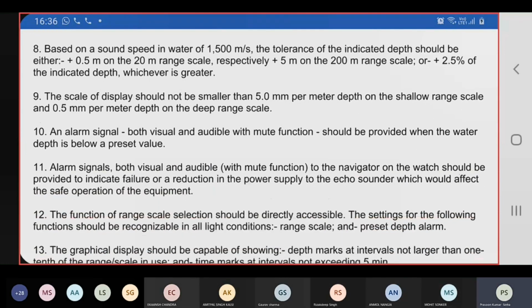more accuracy के लिए short pulses and high frequency. Yes, sir, high frequency. Short pulses and high frequency. Alarm should be provided, malfunction alarm should be there, mute button should be there. So these are some requirements of the IMO performance standards for echo sounder.